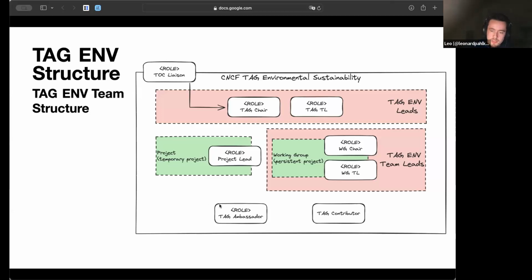And then everybody who is just contributing to the tag is a tag contributor. So we don't have something like members, but contributors. So if you would like to talk to your employer and say, I'm working with a tag, you can just say, I'm a tag contributor.